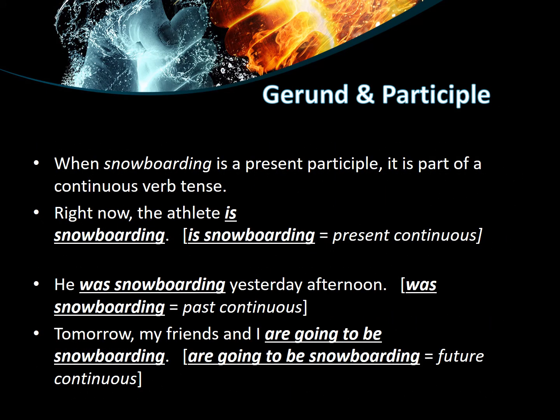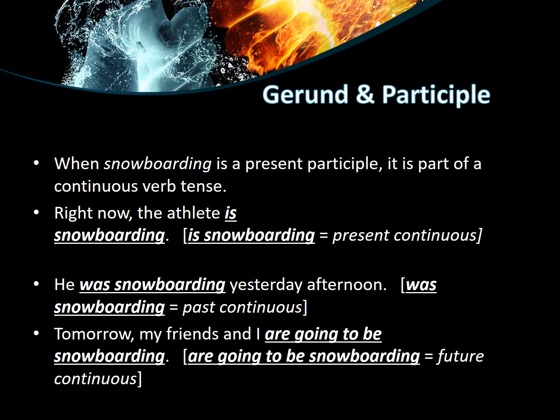Now let's talk about when snowboarding is used as a present participle. When snowboarding is a present participle, it is part of a continuous verb tense. You all know that a present participle is a verb tense form. Right now, let's take an example. The athlete is snowboarding. Here we are using "is snowboarding." Obviously, this is the tense we have used here, and it is called the present continuous tense.